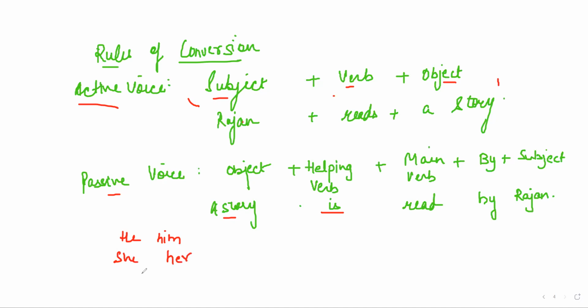Whenever there is a sentence, she reads a story, we'll say a story is read by her. Supposing it is we read a story, the story is read by us. They read a story, a story is read by them. I read a story, the story is read by me. So these are the kinds of changes which take place in the pronoun while we change active voice into passive voice. Okay, note them down.